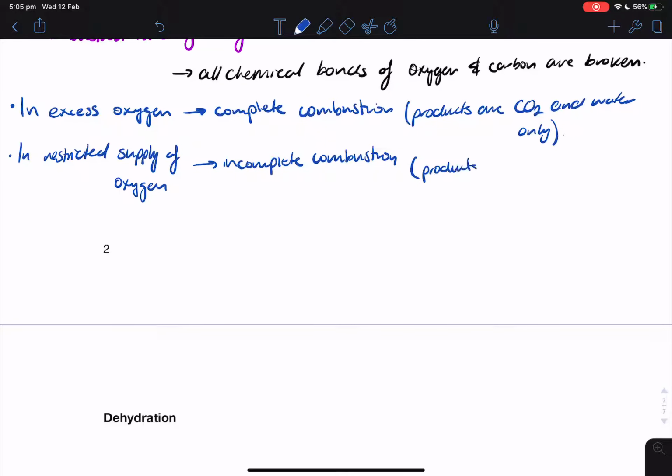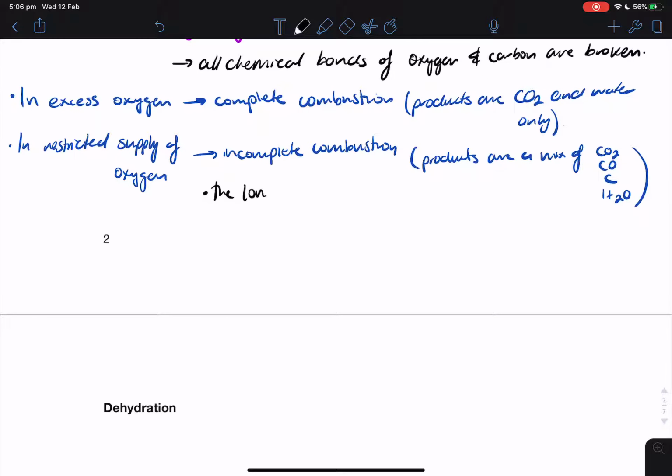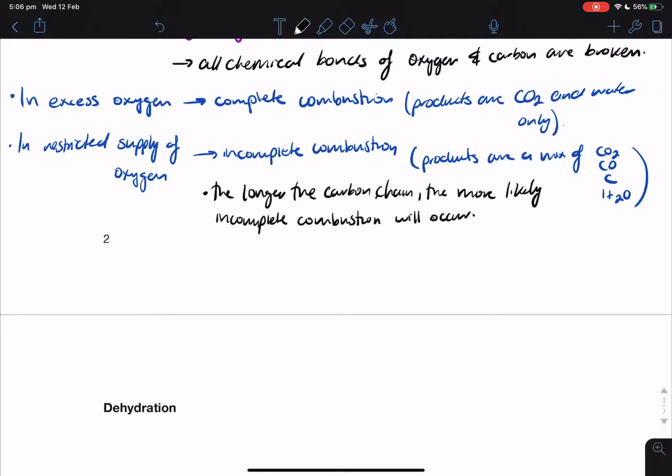Products are a mix of CO2, CO, C, and H2O. So it's a mix of that. A good note here is the longer the carbon chain, the more likely incomplete combustion will occur. There we go. As we said before, why is it like that? Because it's actually harder to completely oxidize, or to undergo extreme oxidation.